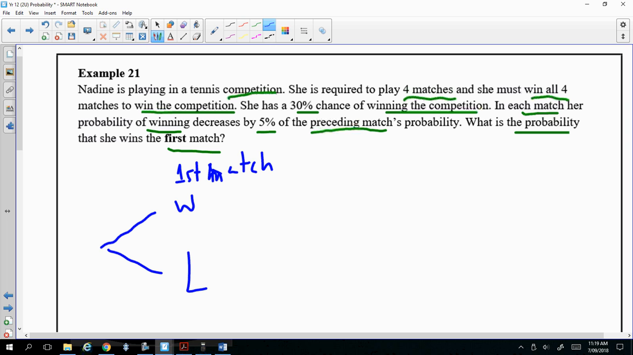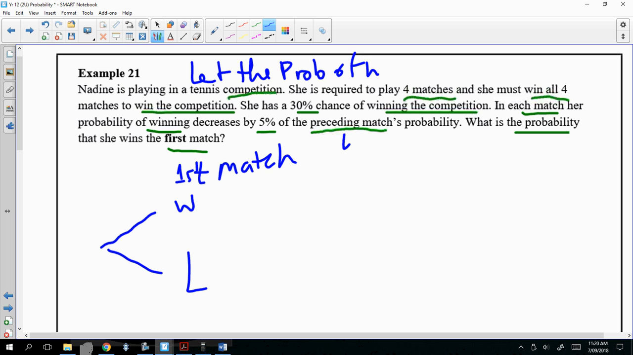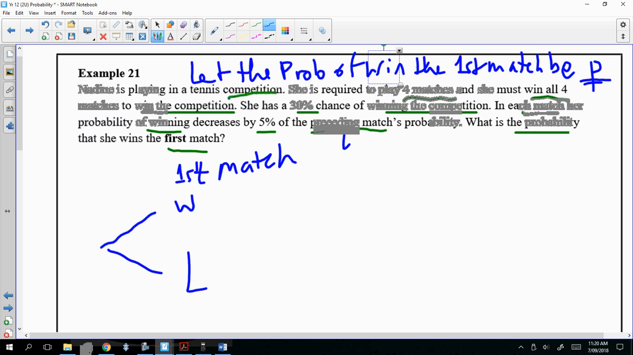But we don't know the chance of winning the first match. So what we do is we have to use a pronumeral. Let the probability of winning the first match be P. So we're going to write P, and the chance of not winning will be 1 minus P. All right, so we did that.